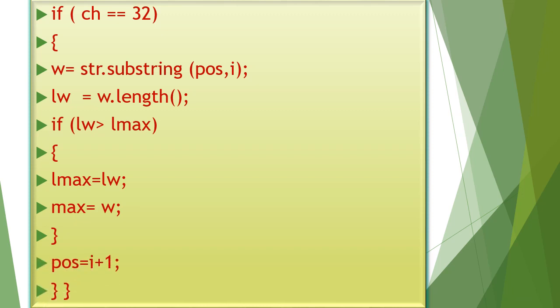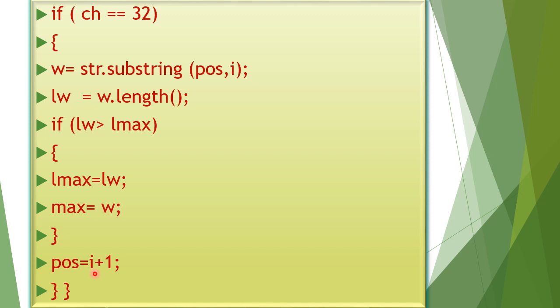Then after the first word is extracted, we must update the value of pos. Pos, as you know, is the variable for storing the start index. So initially the start index is assigned 0. So after the first word is extracted, the value of pos must be updated. So that is why we write the statement here, pos equals i plus 1. What is i? First, i is initially 0.